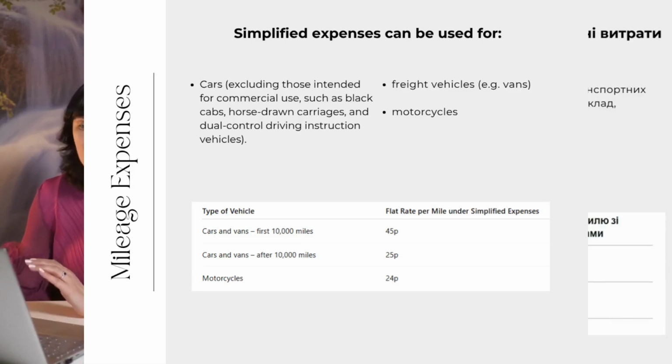For the first 10,000 miles driven, you actually count the miles, you deduct 45 pence per mile under the simplified expenses. If your mileage exceeds 10,000 miles, then for all subsequent miles, it's 25 pence per mile. If it's for motorcycles, then it's 24 pence per mile. And, in this case, you can only deduct expenses that are specifically related to your activity and directly used in your business. You are not allowed to claim non-business expenses.